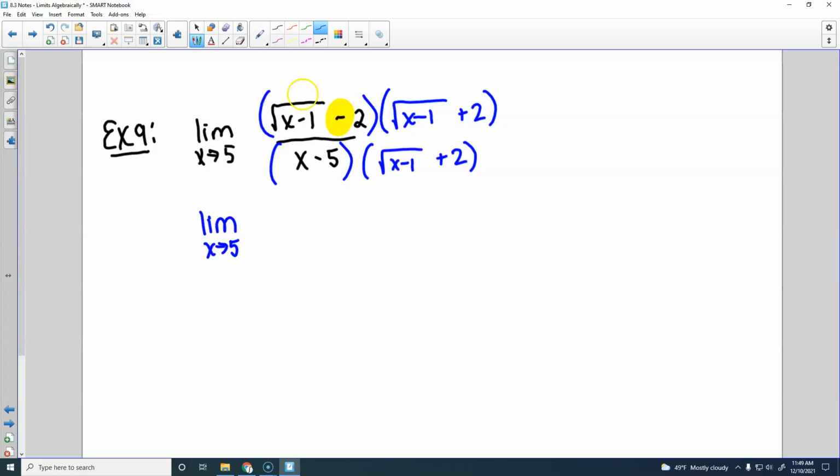And so when I distribute here, square root of x minus 1 times square root of x minus 1 is just x minus 1. Here I will get plus 2 square root of x minus 1, but here I will get minus 2 square root of x minus 1, which is why we picked this. We want those middle terms to cancel out, right? So that should be happening every time. So I'm not even going to write them down this time. And then I've got to multiply the last terms together. Negative 2 times positive 2 gives me a negative 4.